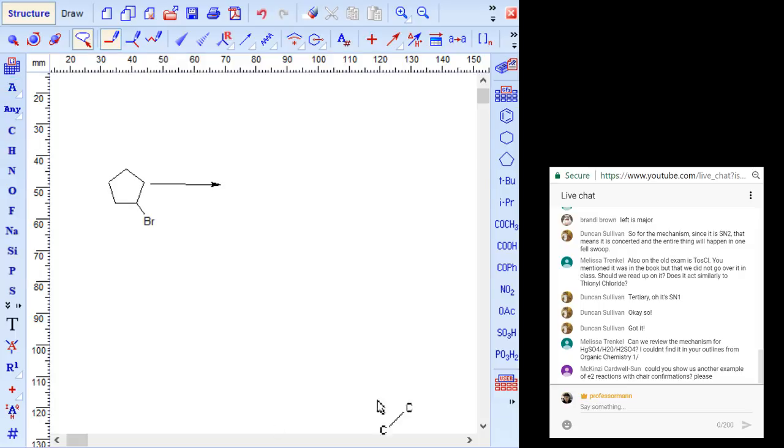So what I want you to do is figure out what all we need to put together to make this using Grignard chemistry.